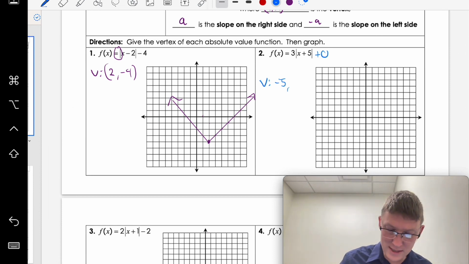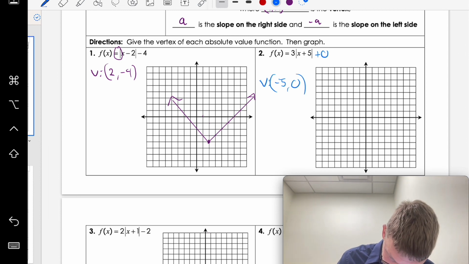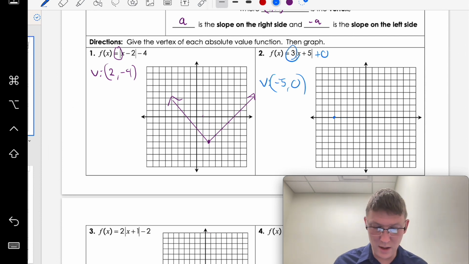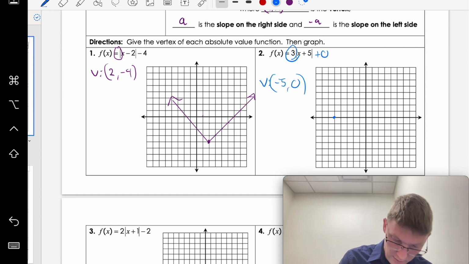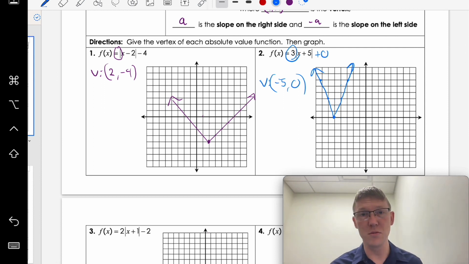Okay, so we have an implied 0, so that means our vertex is negative 5, 0. 1, 2, 3, 4, 5. And then our slope here is going to be 3, so that's the same as 3 over 1, rise over run. So 1, 2, 3 over 1, 1, 2, 3 over 1. We connect those dots. I'm going to make a mirrored version over here. And done. 1 and 2, we're good. So again, this vertex form helps us to graph absolute values super easy.